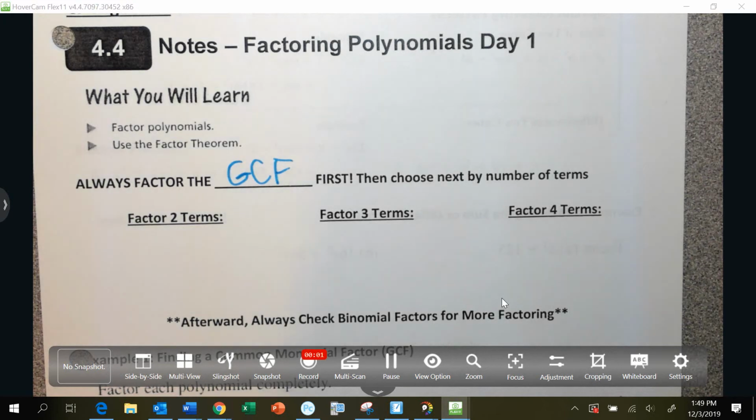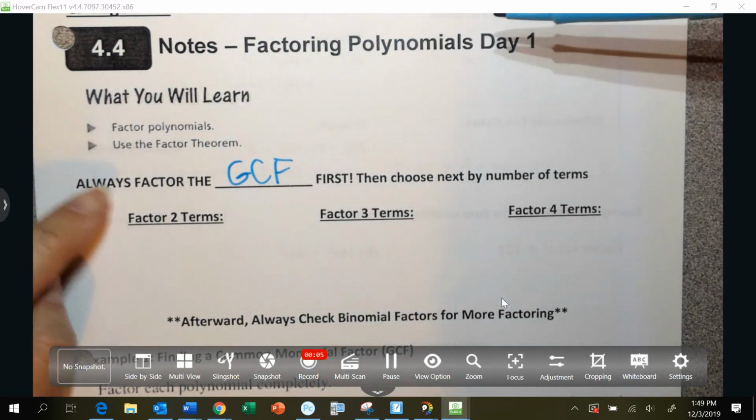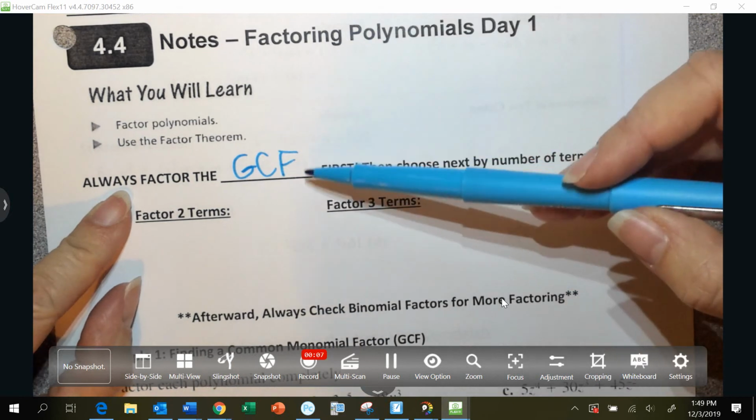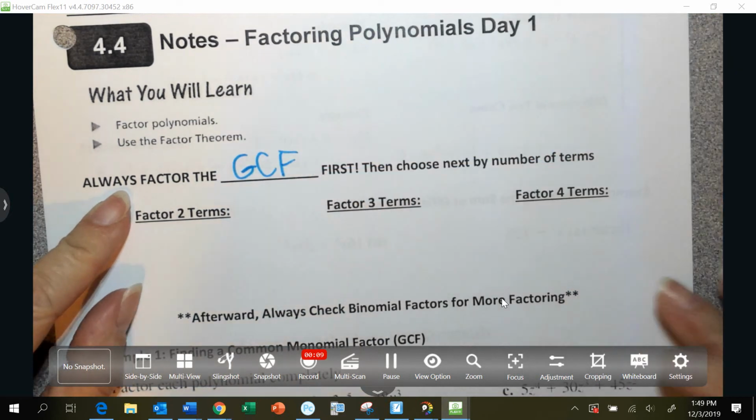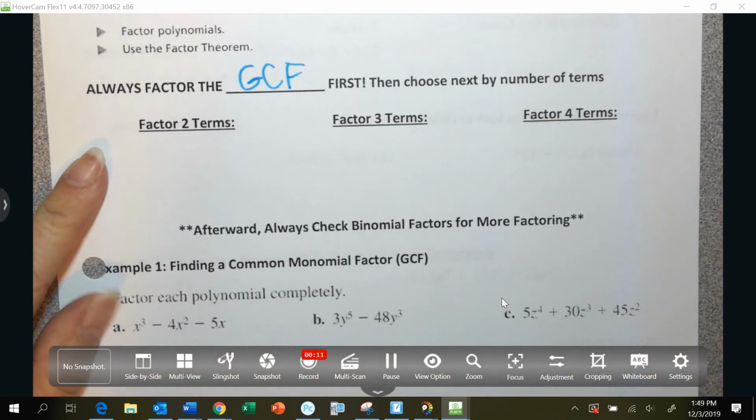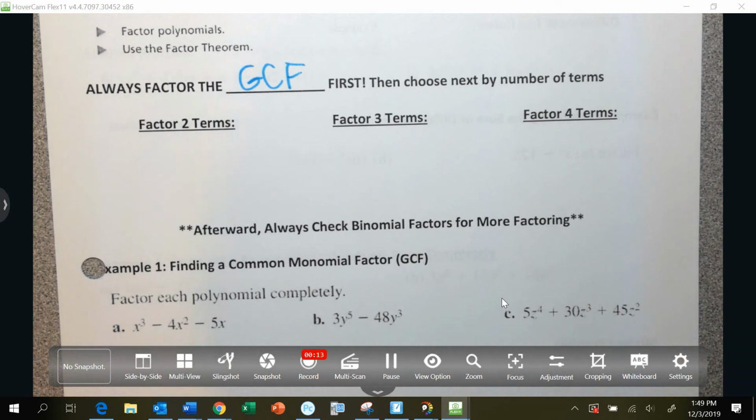This whole packet today, we're just doing part of it. Factoring polynomials, day 1. Always factor the GCF first. Then we have to choose what we do next according to the number of terms.